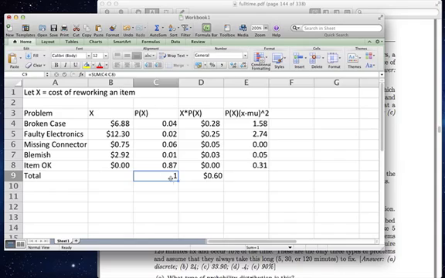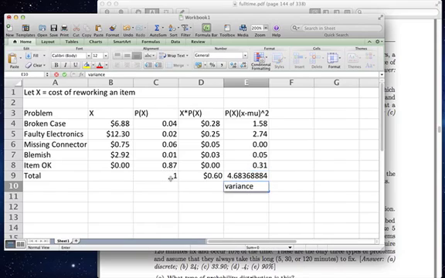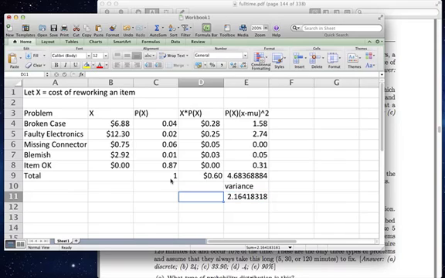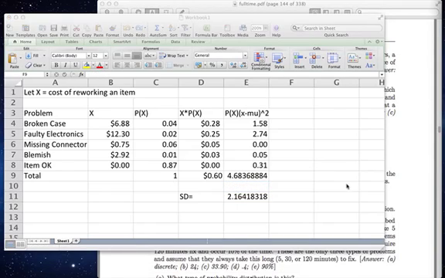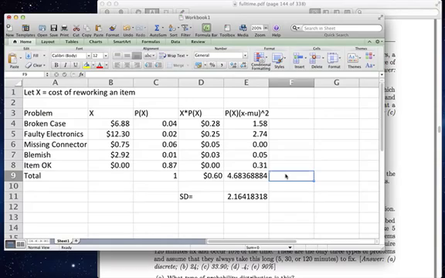Now the sum of these will give me the variance. So the variance is 4.68, in square dollars and 68 cents. The standard deviation is going to be the square root of this. So let's take the square root of that. So the standard deviation is $2.16. So SD equals that. Maybe I will label the variance correctly here.